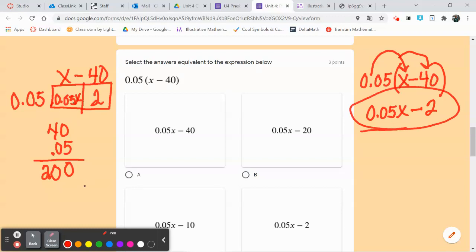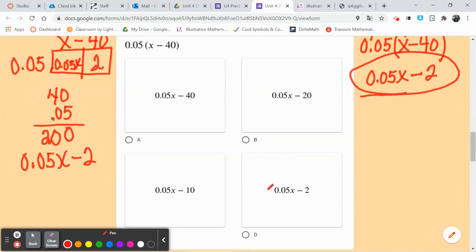If you're using the box, you take the answers, use the same sign there. 0.05 times x minus 2. The reason most people miss these is they don't multiply it to everything inside the parentheses. The distributive property means distribute or multiply to everything in that group. So let's go down. It is going to be D. So if you need to write these down, please do so.